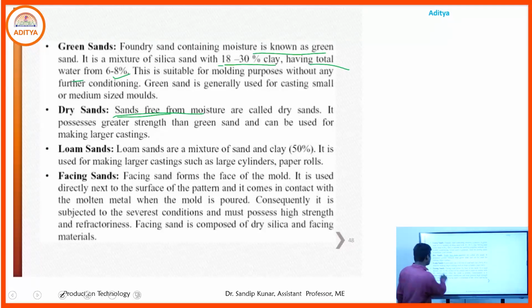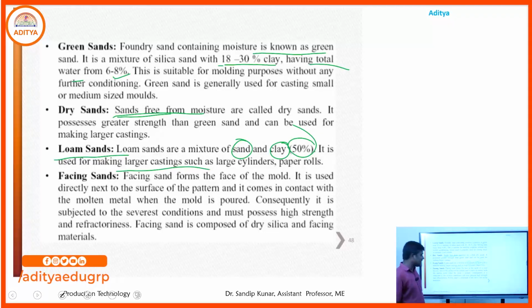Another is loam sand, which is a mixture of 50% sand and 50% clay. That is called loam sand. It is used for larger casting processes. As an example, large cylinders and paper rolls are produced using loam sands.